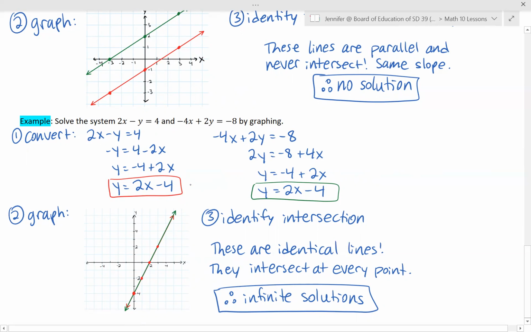Because you're asking, when does this line equal this line? Well, at every single point. They always equal each other because they're the exact same thing. So therefore, there are infinite solutions.